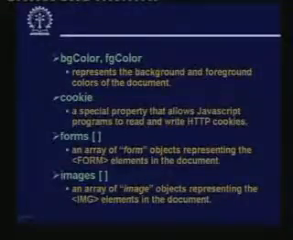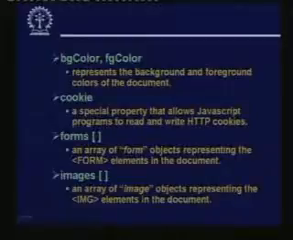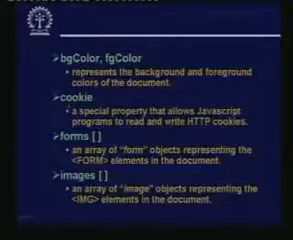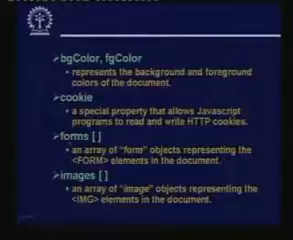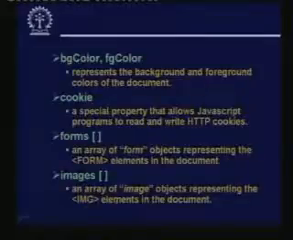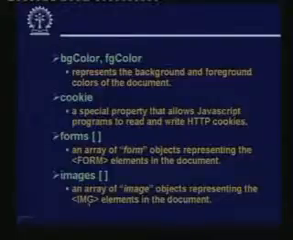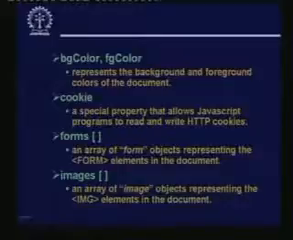bgColor and fgColor represent the background and foreground color, which you can change as per your need. Cookie, we have already seen how you can use it. Forms, again, if there are forms in the document, they can be accessed as an array of form objects. Similar is the case for images. If there are several IMG tagged elements representing images in the document, each of them will indicate a particular element of this image array. Okay.